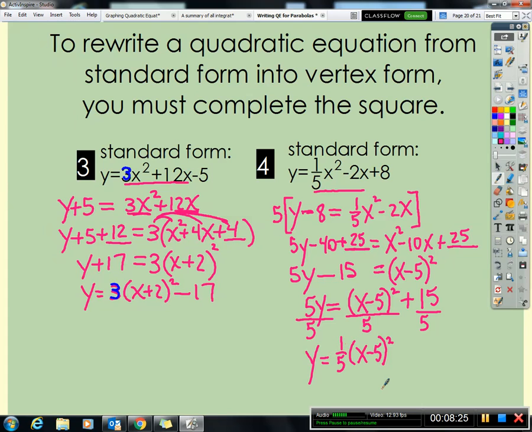Now let's go over this one more time. In the original problem, my a value was 1/5. In my final equation, the a value is 1/5. If those don't match, you've messed up somewhere. And then I can see that the vertex is positive 5, comma, positive 3. So I have finished vertex form.